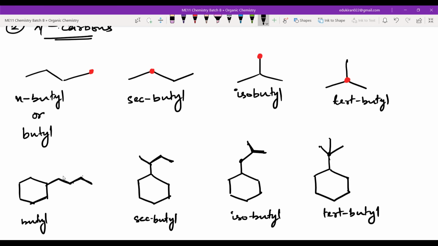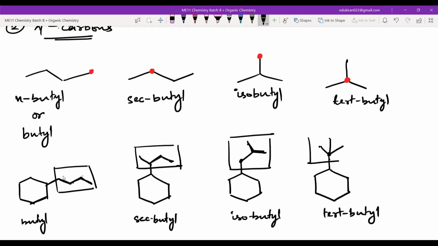Let me know if you're done. The only thing which is common in all of these substituents is that all of them have 4 carbons in them, with different points of attachment. So these are your substituents. Done, guys?